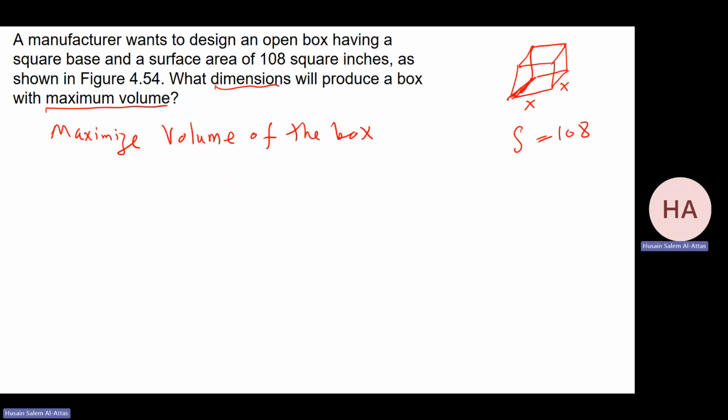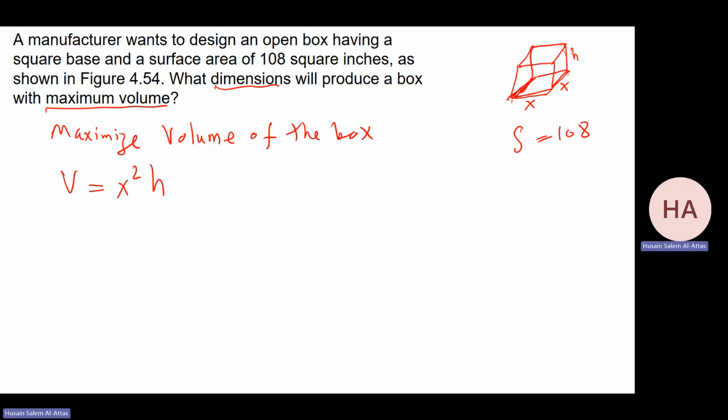Now, if this is x, this is x, let me call this h. So the volume of the box will be x squared h. Yeah, length times width times height. Now, this function V, I want to maximize. This is what I'm trying to maximize. I need to find the absolute maximum of the function.